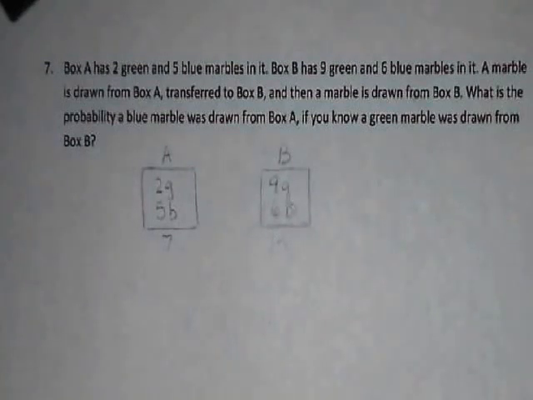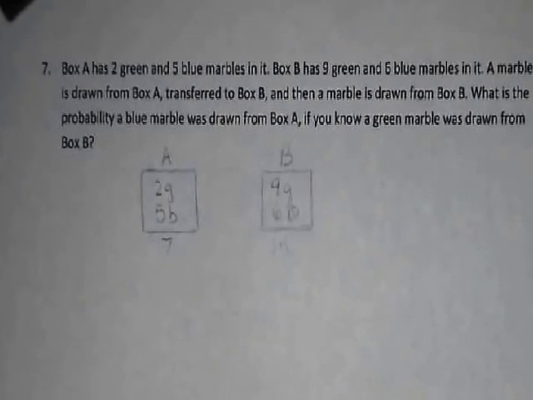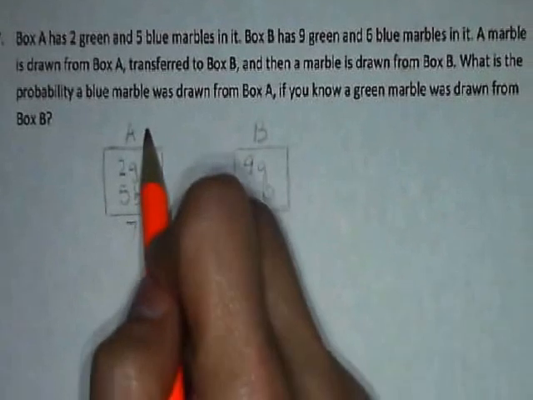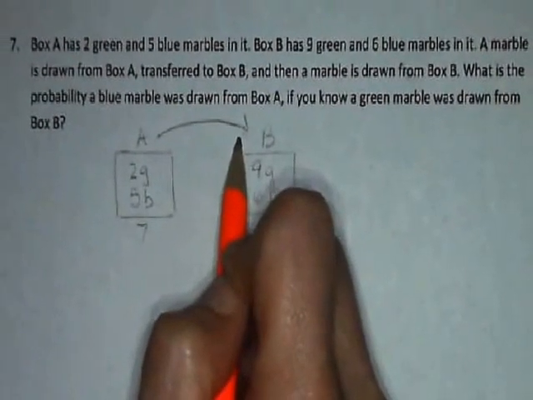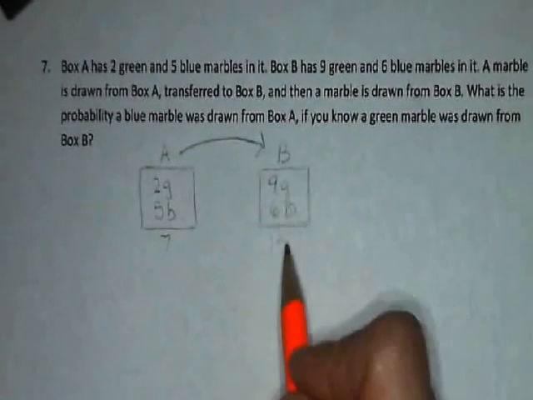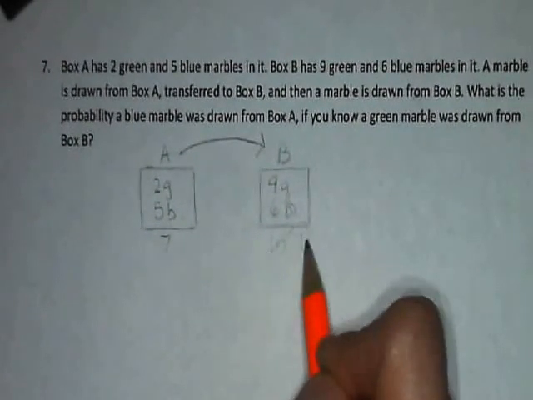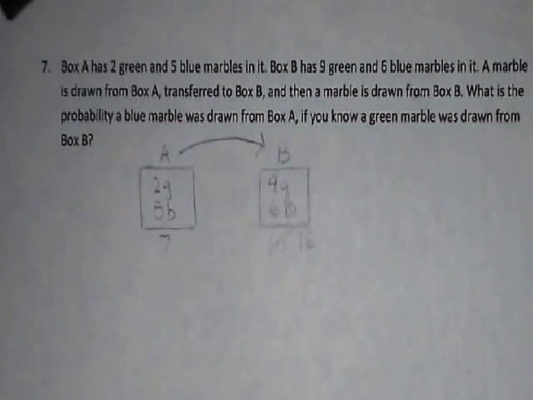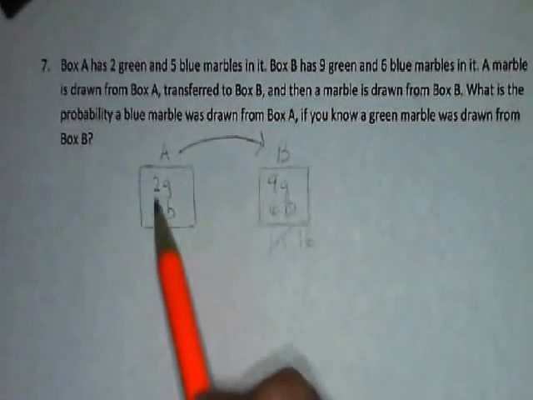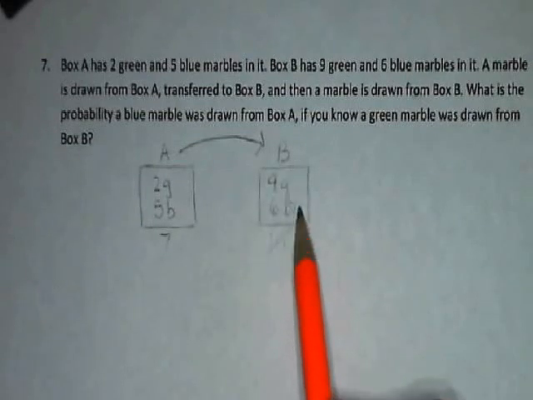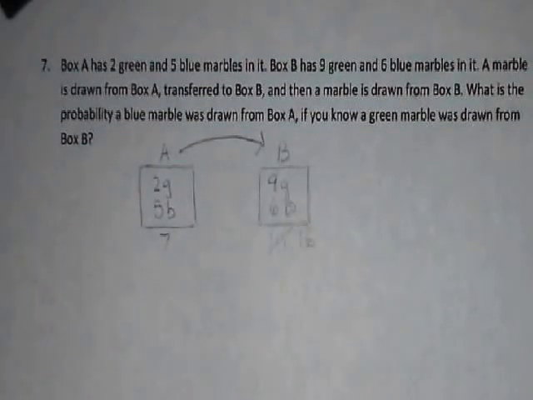In this situation it says we're going to be drawing a marble from box A, transferring it to box B, and then choosing a marble from box B. And so once we draw a marble from box A and transfer it to box B, we'll then have 16 marbles that we'll be choosing from. Remember, depending on the color that we choose from A, that's going to change these numbers in box B.